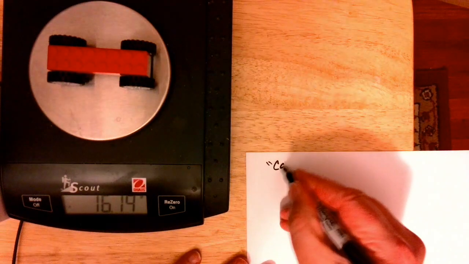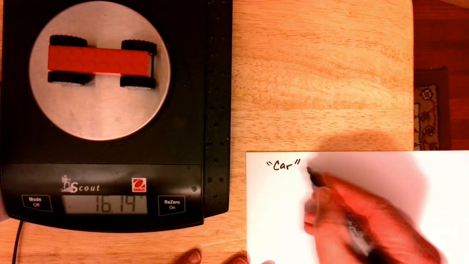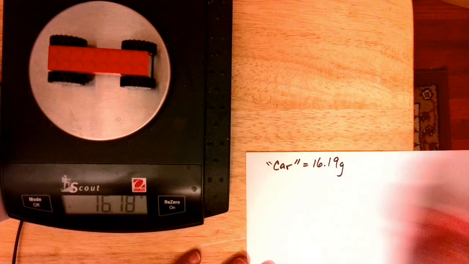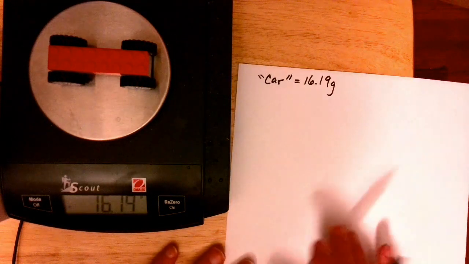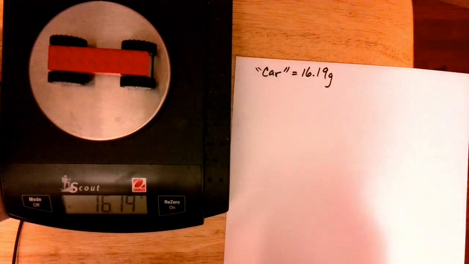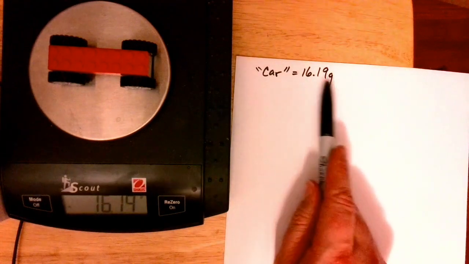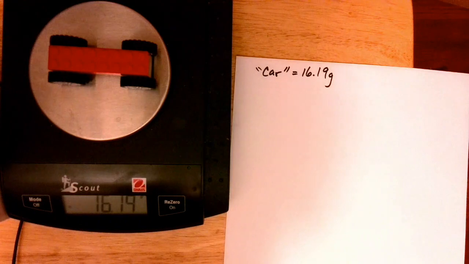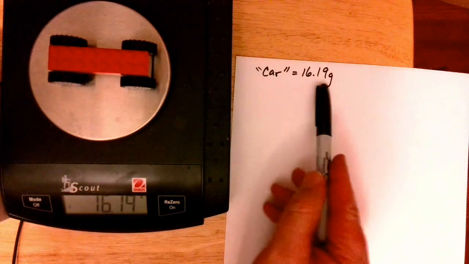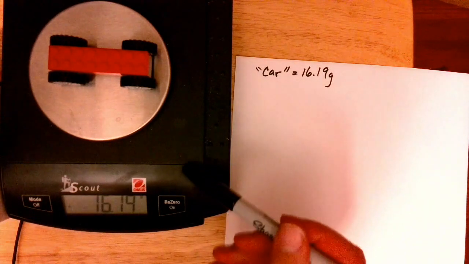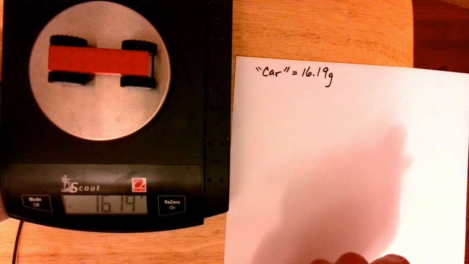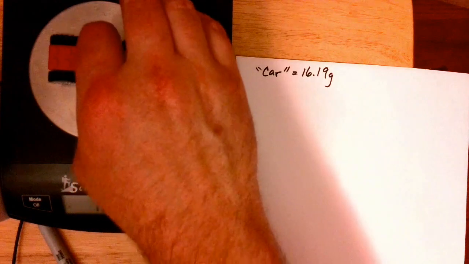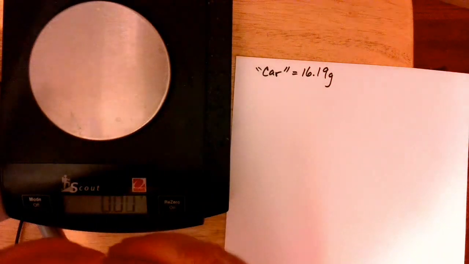So my car is 16.19 grams. Okay. Now, if we get something close to 16.19 grams, hopefully this will help illustrate the idea. So let's see how close we get to this value here. Now this is not the best set of scales, but for this type of situation it should work okay. So we'll have to take the car apart.